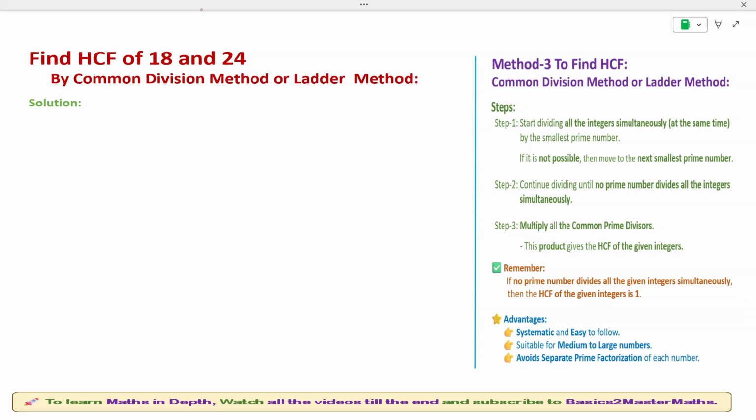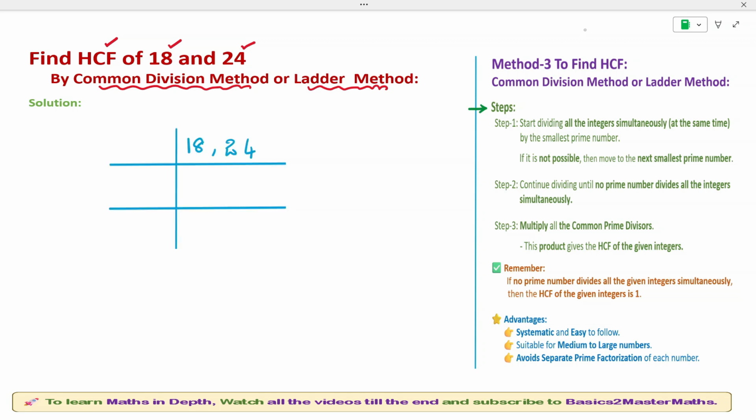Today we will see how to find HCF of 18 and 24 using common division method or ladder method. Let us apply the below steps and solve the problem. Step 1. Start dividing 18 and 24 by the smallest prime 2.